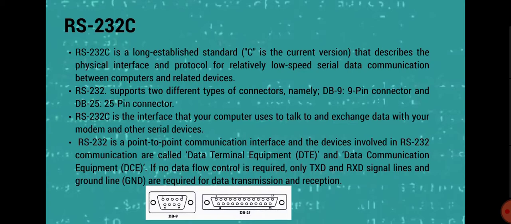RS-232C is the interface that your computer uses to talk to and exchange data with your modem and other serial devices. RS-232 is a point-to-point communication interface, and the devices involved in RS-232 communication are called data terminal equipment and data communication equipment. If no data flow control is required, only TXD and RXD signal lines and ground line are required for data transmission and reception.